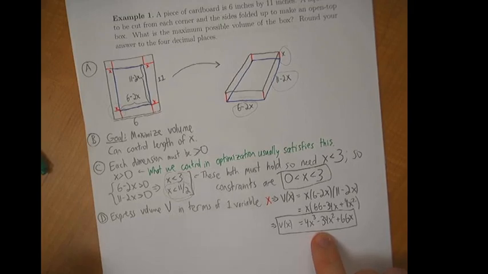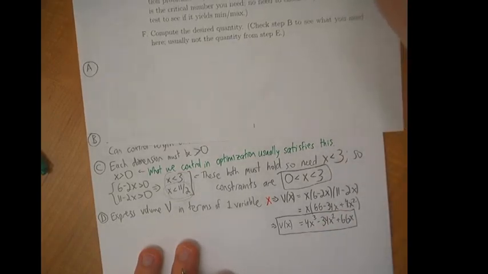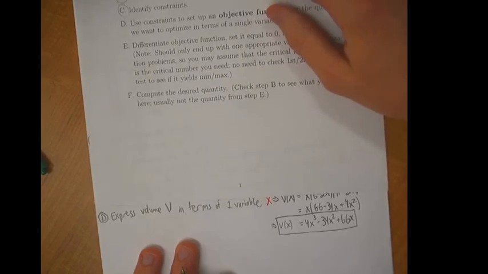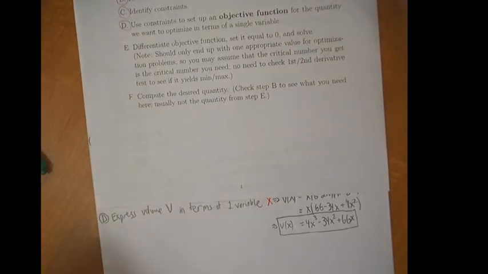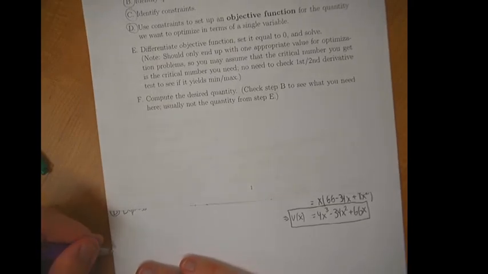So at this point, step D is done. Now step E says, all right, we have to take our objective function, set it equal to 0, and solve. So step E: take the derivative of the volume with respect to x.